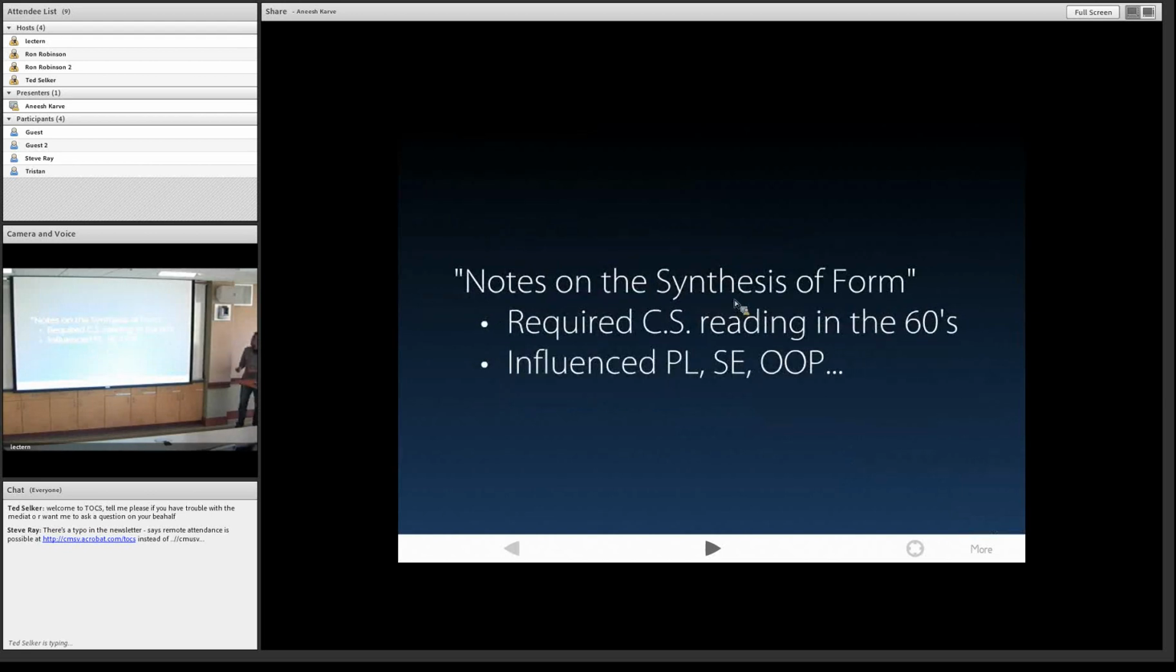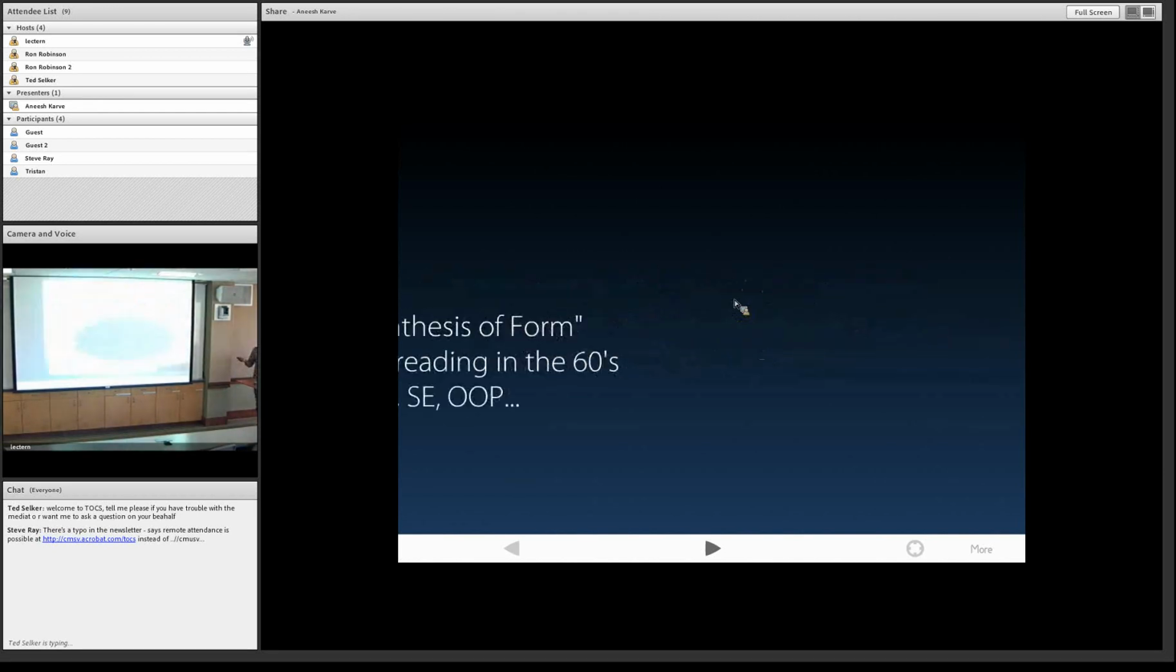Okay, good. So before Alexander published A Pattern Language, he published a much shorter and very to-the-point book called Notes on the Synthesis of Form. And back in the 1960s, this was actually required reading for computer science departments. And as we see through the Gang of Four example, it heavily influenced programming languages, software engineering, and of course, the thinking around object-oriented programming.